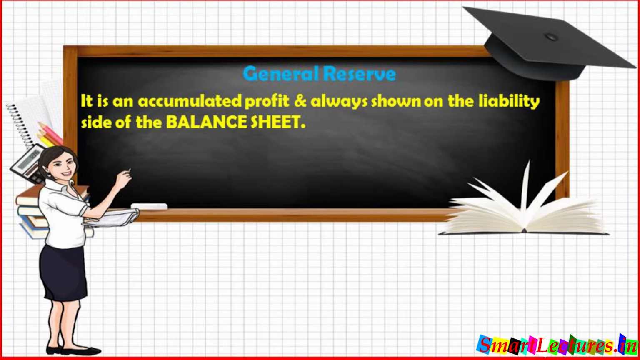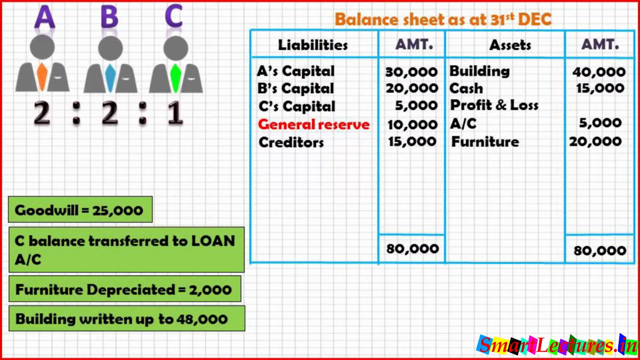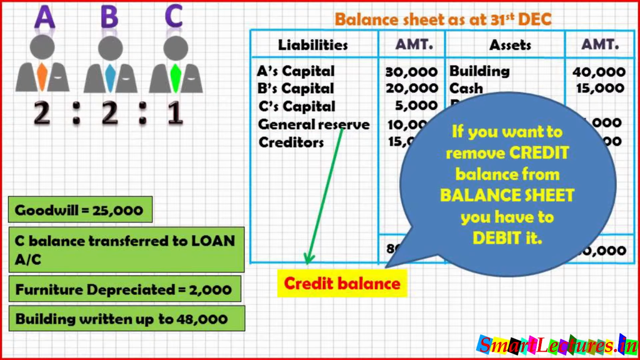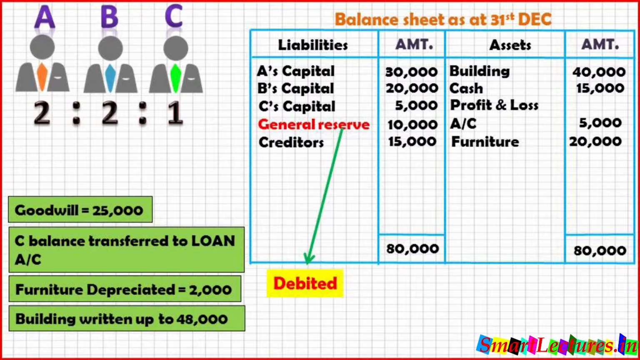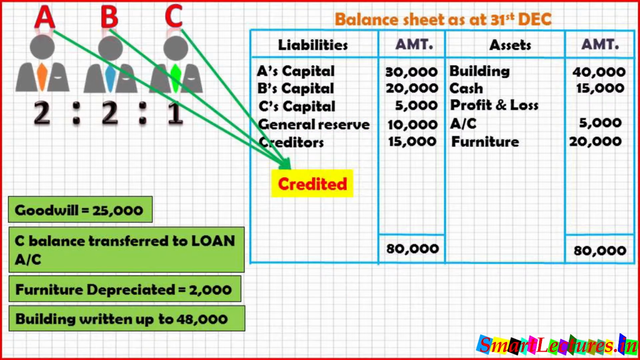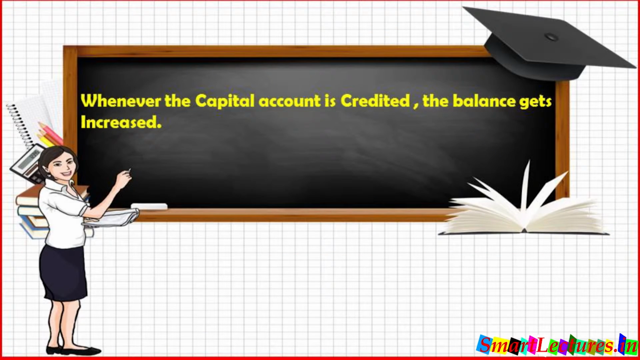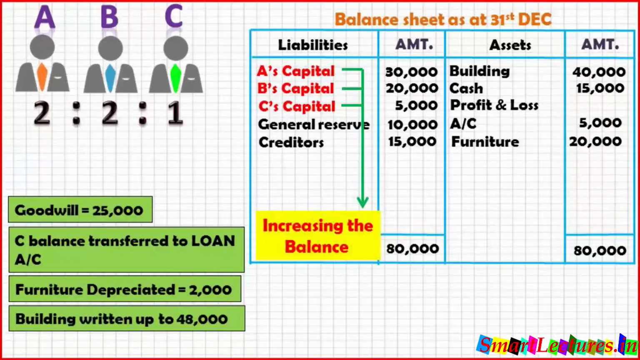General reserve is an accumulated profit and it is always shown on the liability side of the balance sheet. It means general reserve carries credit balance. If you want to remove the credit balance from the balance sheet, you will have to debit it. So general reserve has been debited and A, B, C have been credited. Whenever you credit the capital accounts, the balance gets increased. It means you are increasing the balances of capitals of A, B, C.